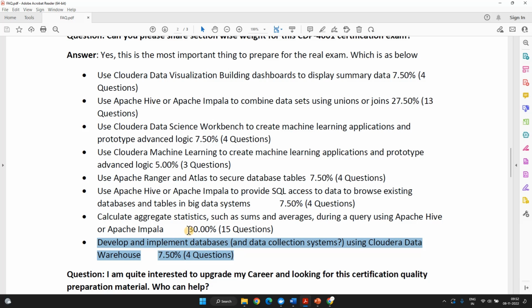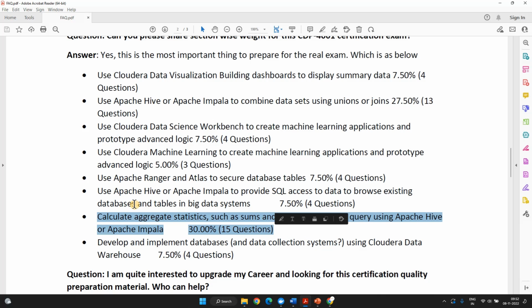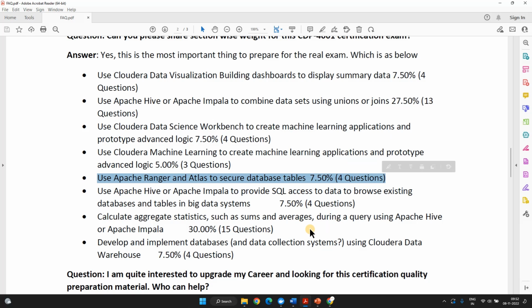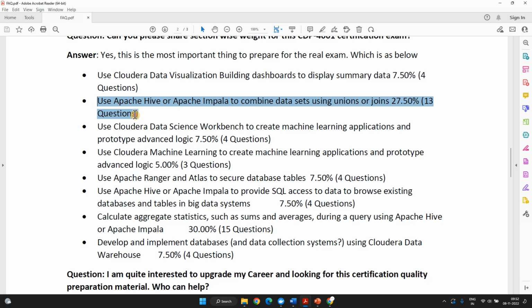So I would majorly say don't ignore Impala and Hive, because 15 questions here, then 4 questions here, 19 questions, and then 13 questions. So it would be 32 questions. If you complete only this section correctly, then you would be close to passing your certification exam. Then I said these 4 questions from the Ranger one. If all these questions get right, then that also gets you the passing score for this exam.